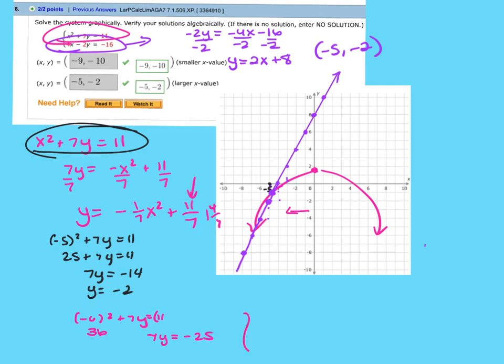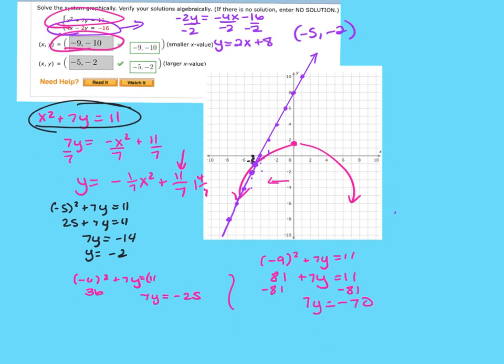So then if I went to negative 7, negative 8, the next one that's going to happen is at negative 9. So if I did negative 9 squared plus 7y equals 11, this would be 81. Subtract the 81. Negative 70, and I get y equals negative 10. So then again, check your purple point and see if it crosses through negative 9, negative 10. So if I kept going with that purple down 2 and to the right 1, this coordinate point is negative 9, negative 10.